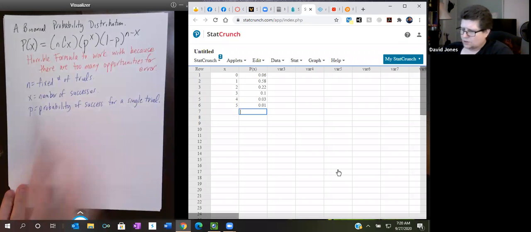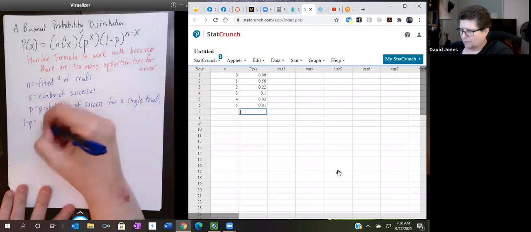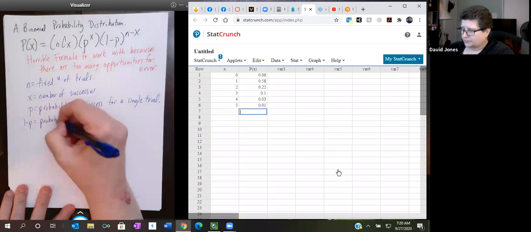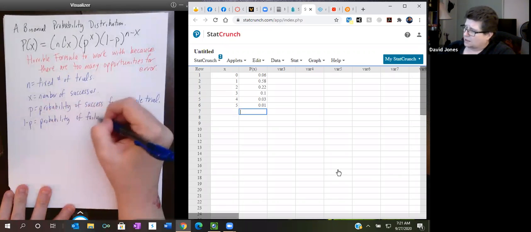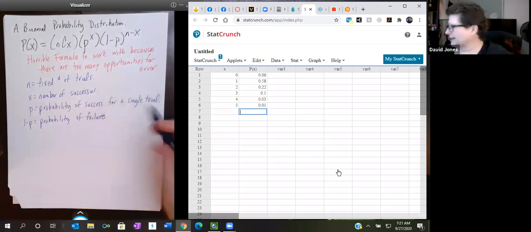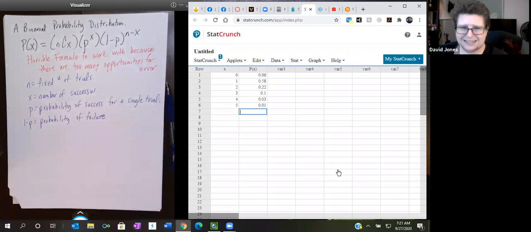Which makes 1 minus P the probability of failure. And success and failure are arbitrary. In some scenarios, if I don't care whether I roll a 7 or not and I'm just recording the outcome, is it really a success if I roll a 7 if I don't care? No. But it's a way of categorizing the two things. So, success or failure.